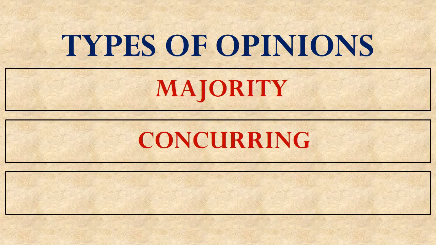Now, there's 2 other kinds of opinions we want to talk about besides the majority opinion. Now, the majority is the most important one because I said a few moments ago it's the legally binding one. But there are 2 other types, and the first of those 2 other types we're going to talk about is a concurring opinion.